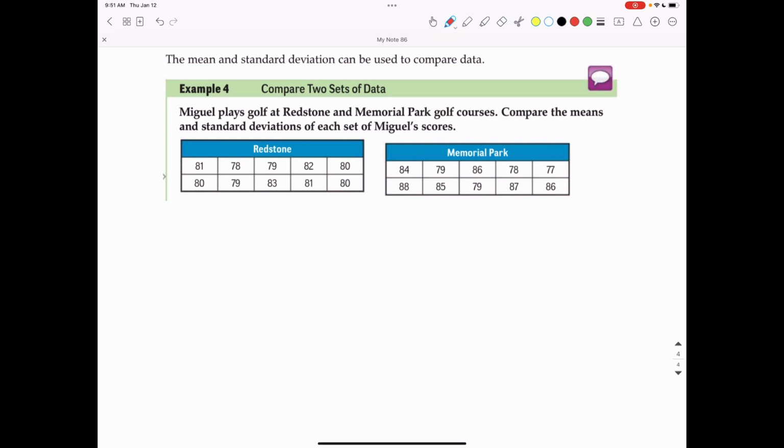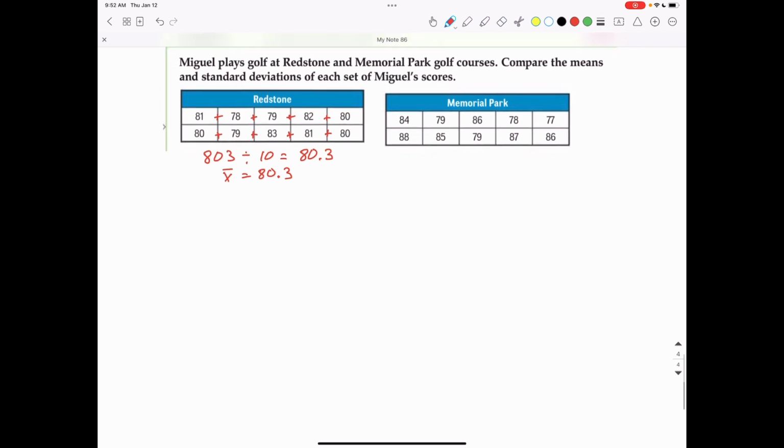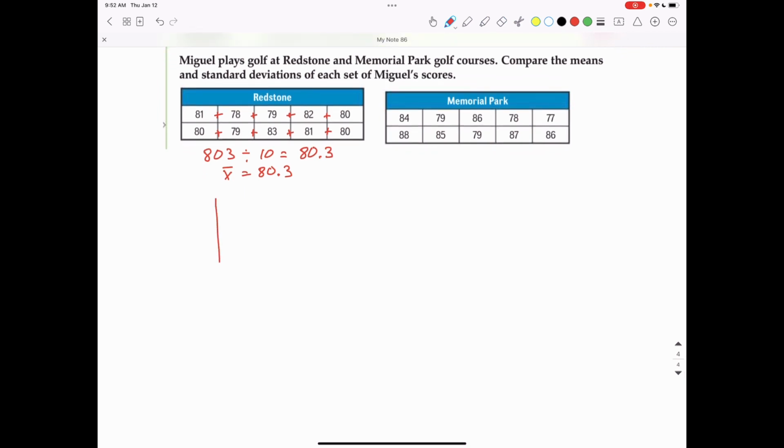So to find the mean, we're going to add all of the data points together for Redstone. When you add everything together, you should get 803. And there are 10 data points. So we'll take 803 divided by 10, and that's going to be 80.3. So this has a mean, or x bar, equal to 80.3. We're going to use that mean to help us find the standard deviation. So I draw my 3 columns.